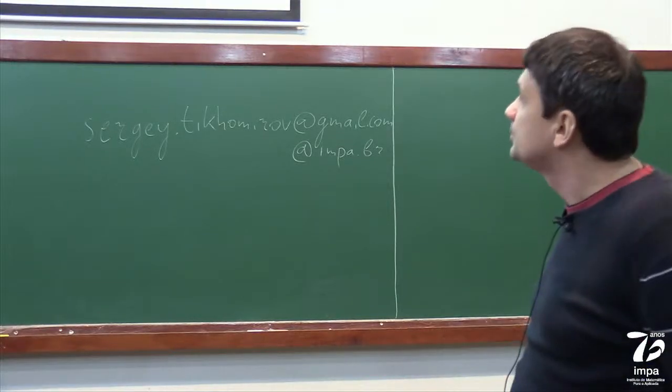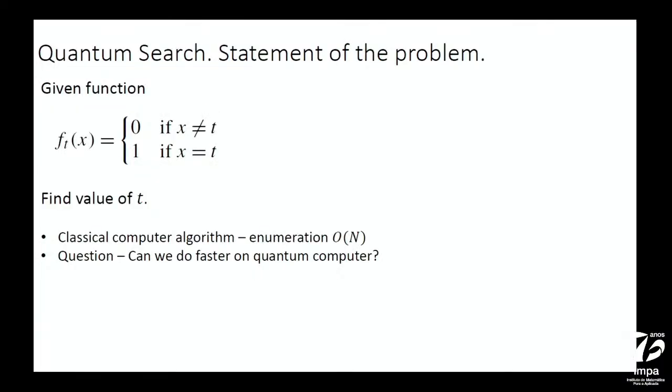So I'm going to speak about quantum search. This is actually one of the two famous algorithms. The two most famous are Grover and Shor. And this is Grover's algorithm of quantum search. Let me explain what it means when in quantum computers we say quantum search.